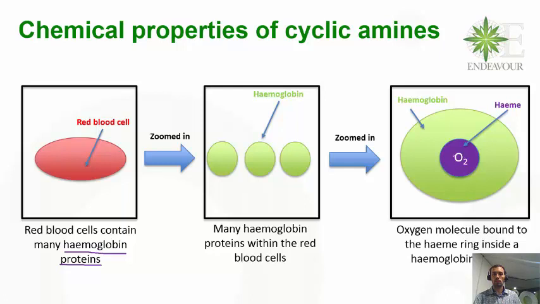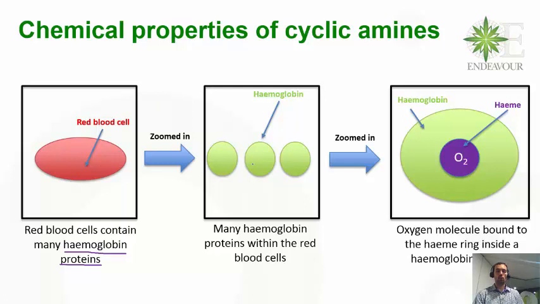And you can see that represented with the O2 bound in the middle of the heme ring here. So the oxygen molecule is bound to the heme ring inside the hemoglobin protein. So essentially we're reliant on all 3 of these structures to ensure that oxygen can be transported around the body. We need the red blood cells to carry its contents.